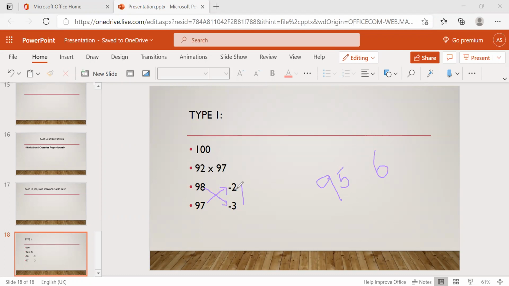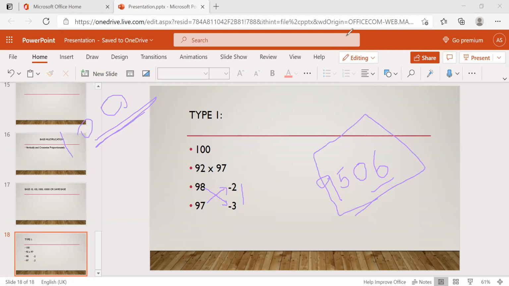Why? 2 into 3 is only 6, but we require 2 digits. So 100 is nothing but 2 zeros, so we require 2 digits. So 6 has to be considered as 06. Okay, 06. Now the 2 digits will be there. So 9506 is the answer.